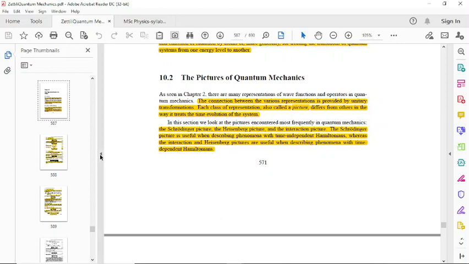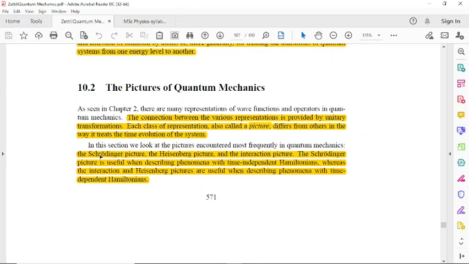Okay, now we are going to learn about the pictures of quantum mechanics. We've already seen the representations of wave functions and operators in quantum mechanics. The connection between the various representations is provided by unitary transformations. And each class of representation, also called pictures, differs from the others in the way it treats the time evolution of the system.